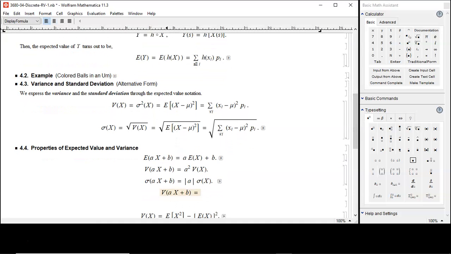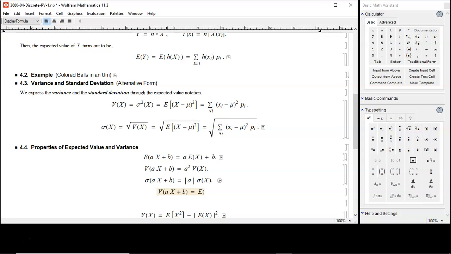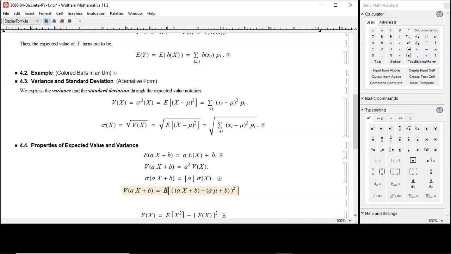So what is this? This is the expected value of ax plus b. What is the expected value of this random variable? We did it over here, didn't we? It is a mu plus b. Okay, there you go.